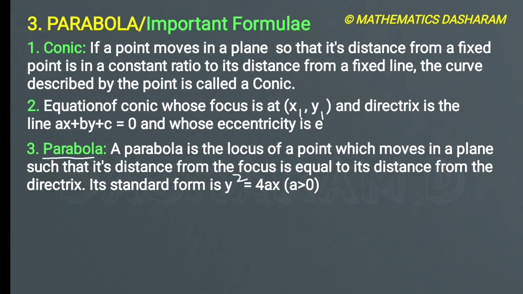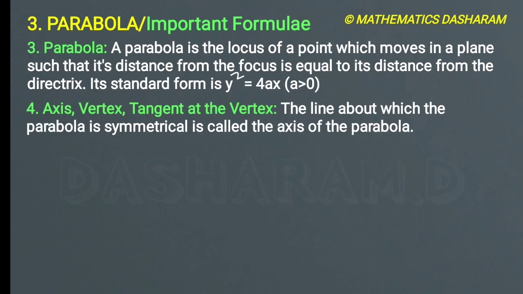Next, the third one is the parabola. We already discussed the parabola previously: if e equals 1, then that conic is called a parabola. So a parabola is the locus of a point which moves in a plane such that its distance from the focus is equal to its distance from the directrix, and its standard form is y square equals 4ax, where a must be greater than 0. The next definitions are axis, vertex, and tangent at the vertex.